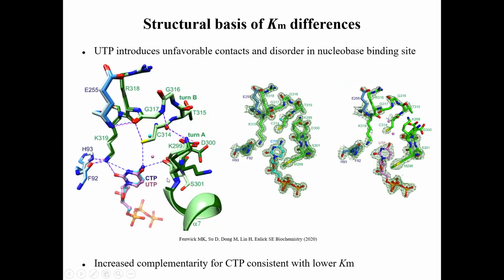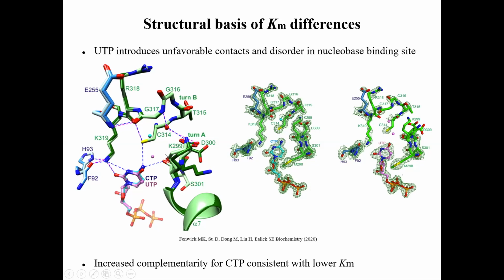If we zoom in on the nucleobase binding site, we see that for CTP, shown here in blue, the N4-amine makes hydrogen bonds with the backbone carbonyl of lysine 299 and the side chain of cysteine 314, and the O2 atom makes a hydrogen bond with the epsilon amino group of lysine 319. This chemical complementarity is associated with a high degree of ordering, which is indicative of tight binding.